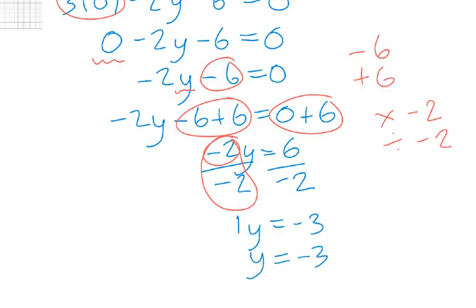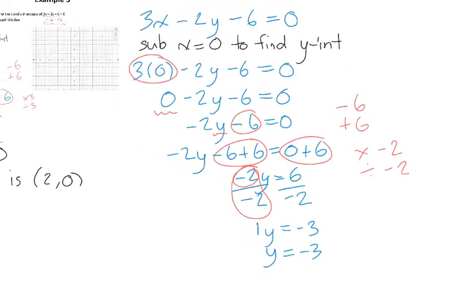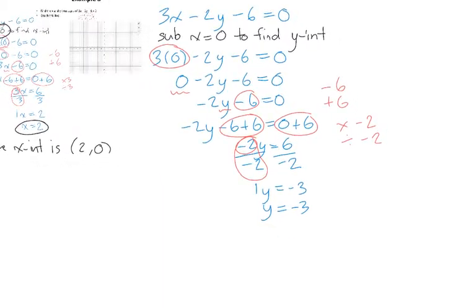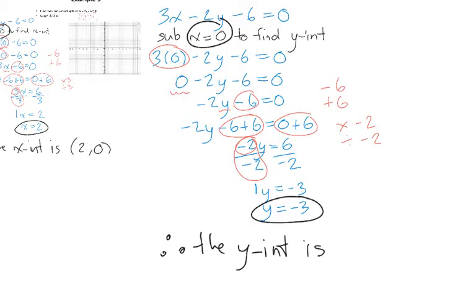y equals negative 3 is my final answer. But let's go ahead and summarize all this information into a concluding sentence. So we already knew that x is always equal to 0 when you're talking about a y-intercept, and we've just figured out the y-intercept over here. So I'm going to say, therefore, the y-intercept is 0, negative 3.